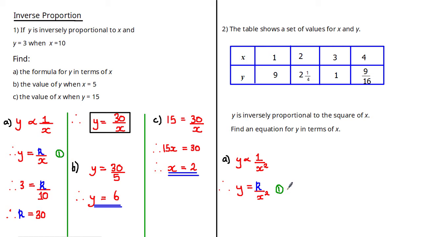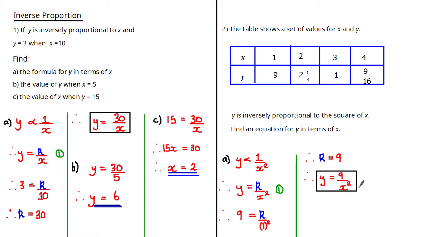Now, given the fact that we know that y is inversely proportional to x squared, we can find the constant k by using any pair of corresponding values x and y in this table. So I'm just going to choose the one that looks easiest to work with, and that's 1 and 9. So subbing x equal to 1 and y equal to 9 into equation 1, we get that 9 is equal to k divided by 1 squared, and therefore k is equal to 9. We can find an equation for y in terms of x by simply subbing this value of k back into equation 1 to get that y is equal to 9 over x squared.